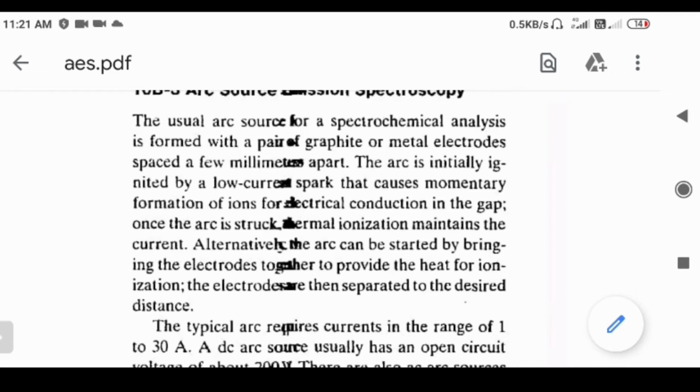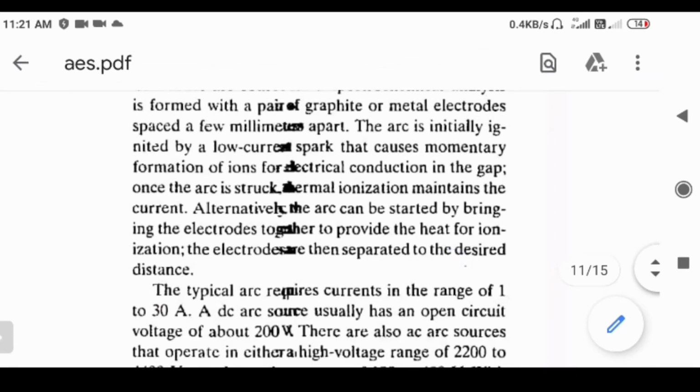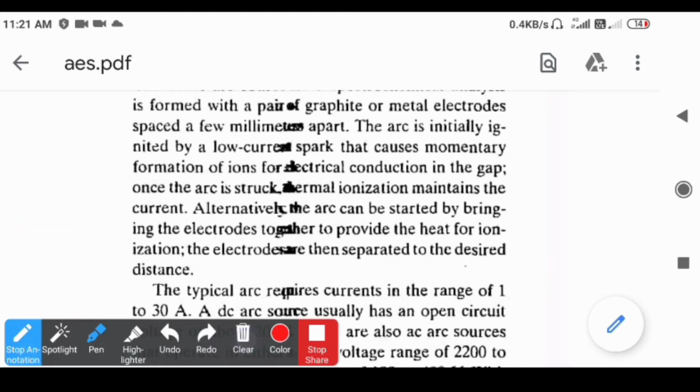So first is the arc sources. The arc source which is used for spectrochemical analysis is formed with a pair of graphite or metallic electrodes which are spaced a few millimeters apart. The arc source is initially ignited by using a low current spark. Then that causes the momentary formation of ions for electrical conduction between the gap.